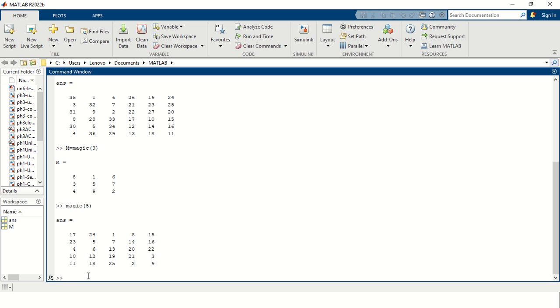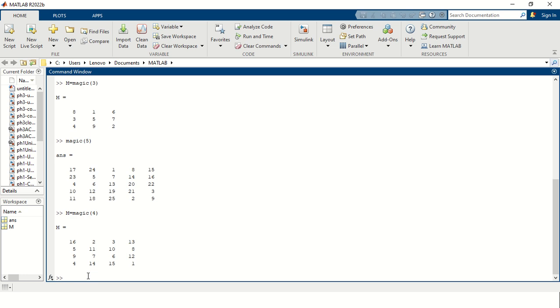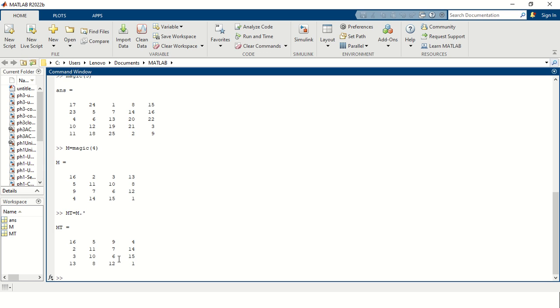Now I am taking M is equal to magic 4, and a 4 by 4 matrix is created. What is our purpose here? We are learning about transpose and how it works. For the transpose matrix, I write M and then give a dot and a single quotation mark. I am clicking enter, and now the transpose matrix is the result.